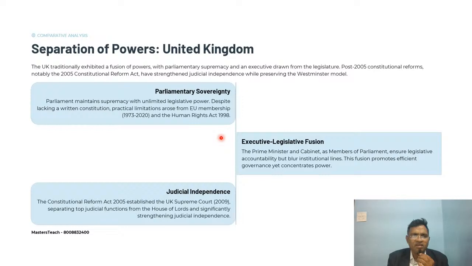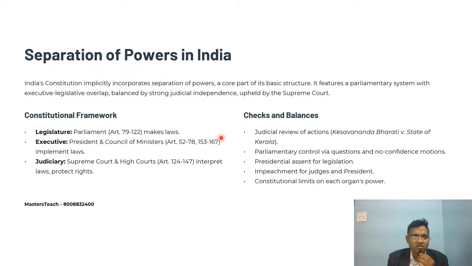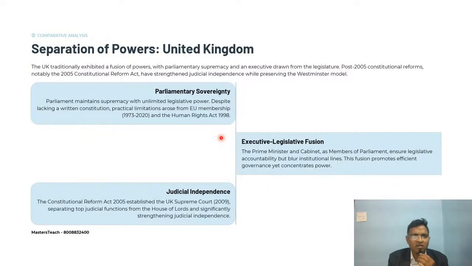So we are different. We have separation of powers: somebody makes the legislation, somebody executes, somebody is the judiciary. But here in the UK, parliament is supreme, and they don't have a written constitution like us. Then executive and legislature: the Prime Minister and Cabinet ministers in parliament ensure legislative accountability but blur the constitutional lines. This fusion promotes efficient governance but concentrates power with the Prime Minister as well as with the members of parliament.